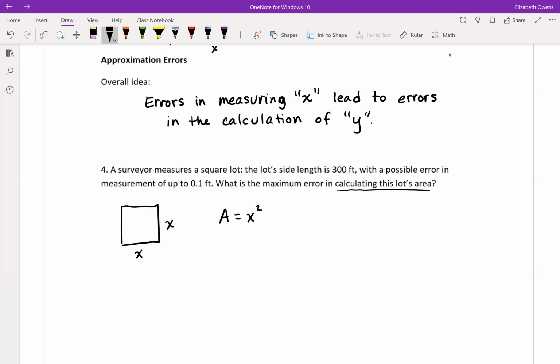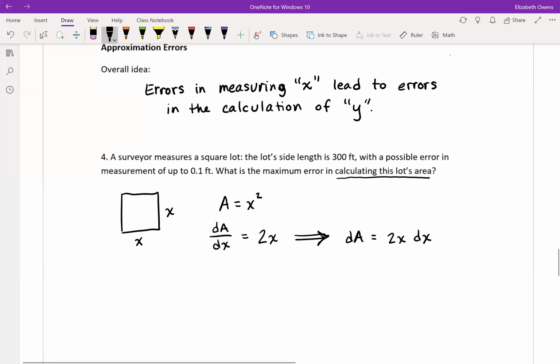If we take the derivative of this equation, dA/dx, the derivative with respect to x, is just going to be 2x. So we're taking the derivative with respect to x on both sides. And we could turn that into a little differential for dA. So dA is going to be 2x dx.